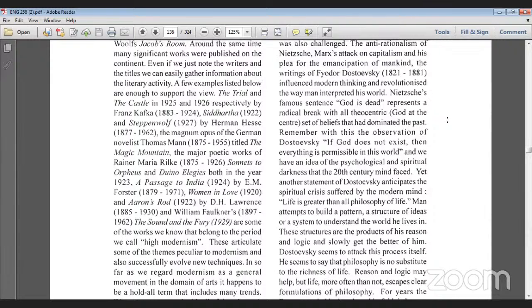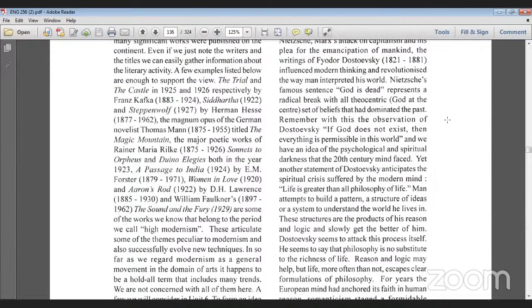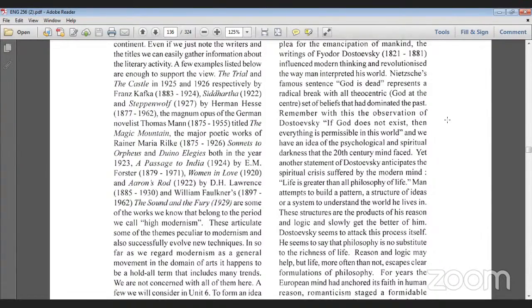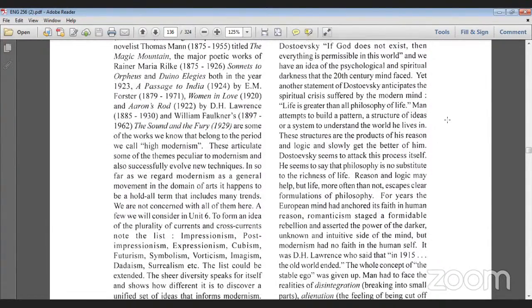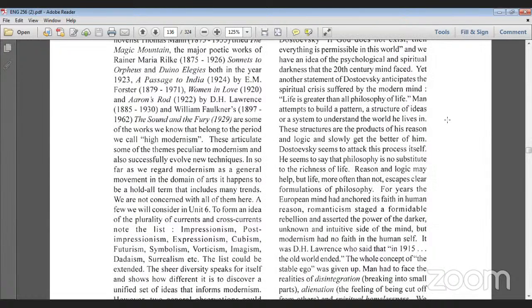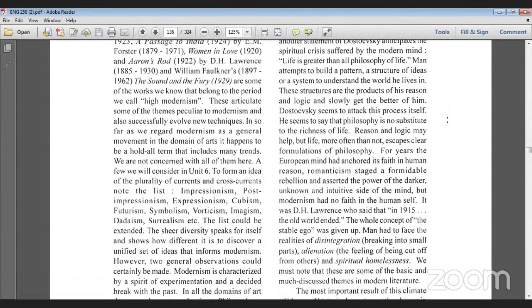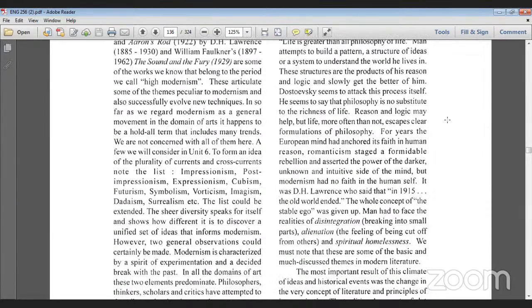Okay, that means this period has started, and after 1929 we regard modernism as a general movement in the domain of art. It happens to be a hold-all term that includes many trends. We are not concerned with all of them. A few we will consider in Unit 6 to form an idea of the period. The currents and cross-currents, note the list.